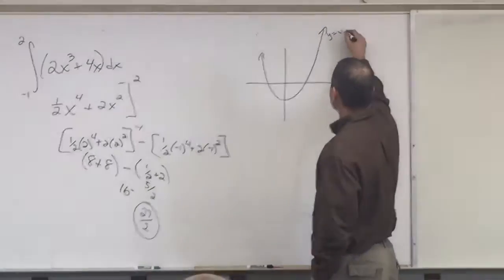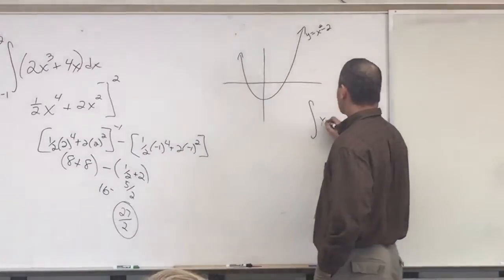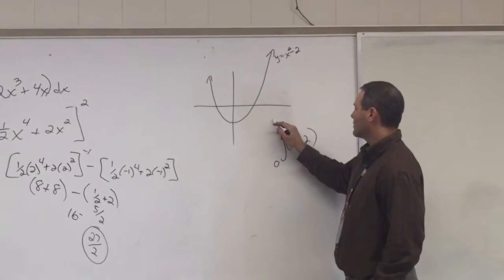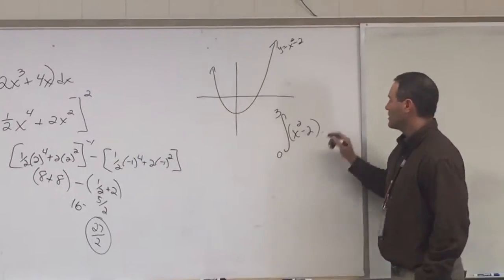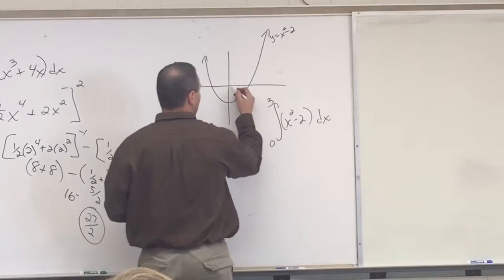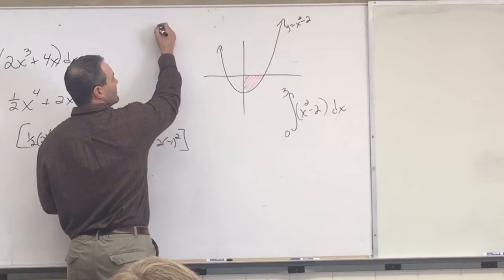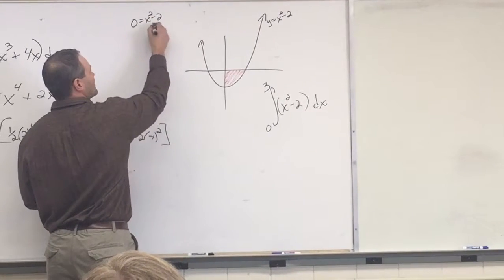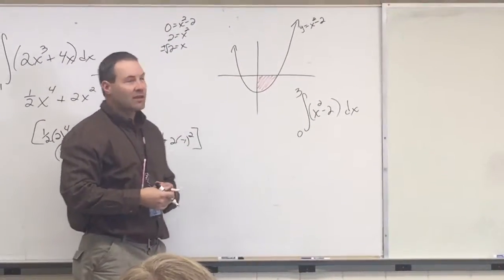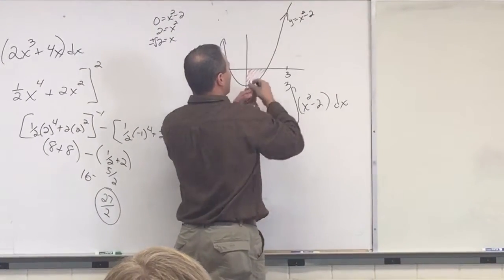We'll call that y equals x squared minus 2. If I integrated x squared minus 2 from 0 to 3, we would be finding this area. And where does it cross? x squared equals 2, x equals plus or minus the square root of 2. The square root of 2 is somewhere between 1 and 2, and it goes out to, we'll say 3, right here.